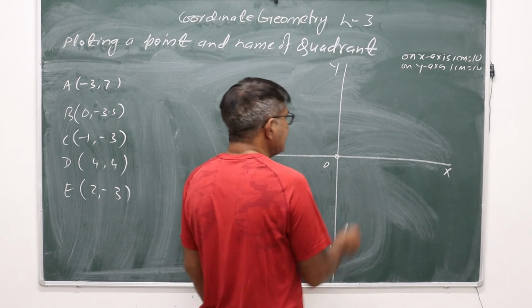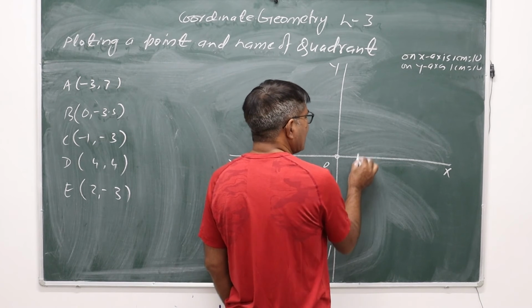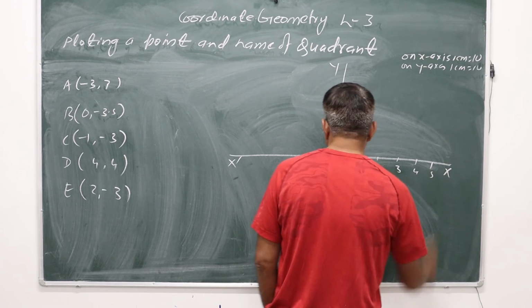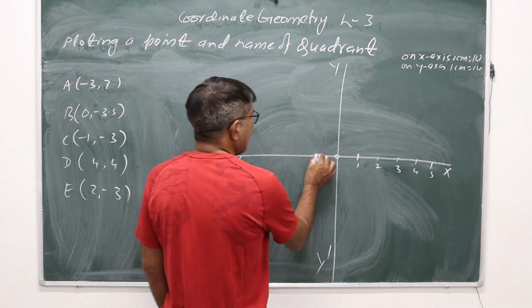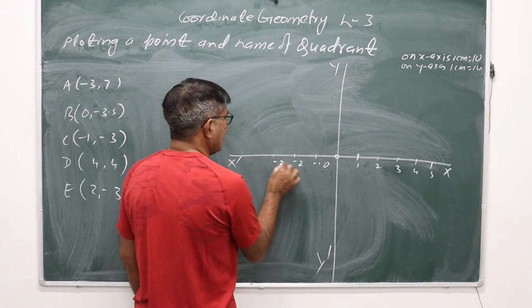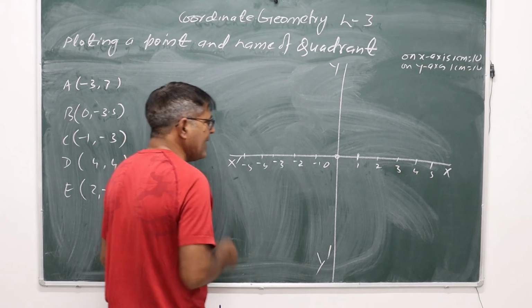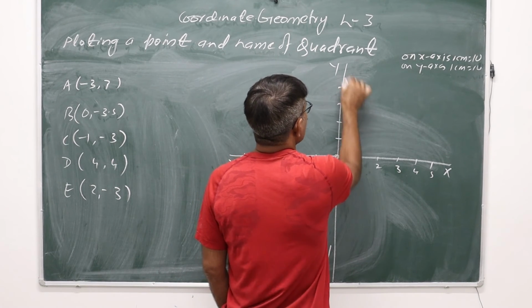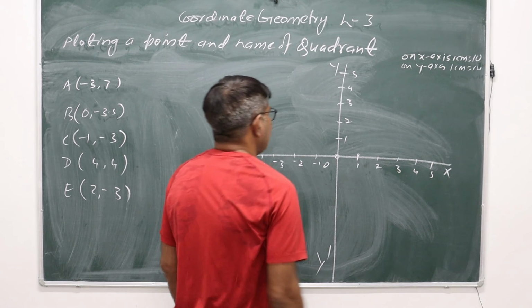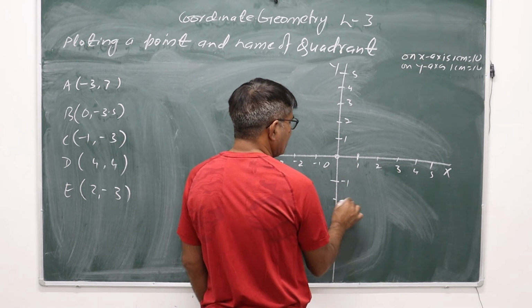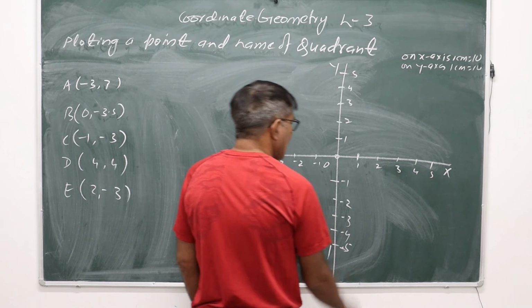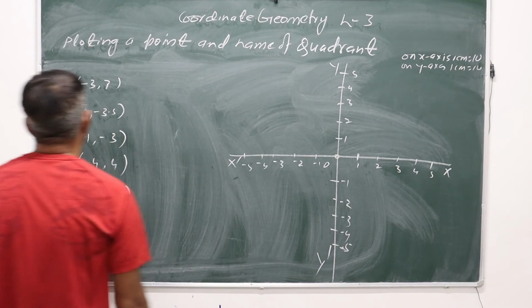सो ओरिजिन से राइट हैंड साइड में हम प्लॉट करेंगे फर्स्ट लाइन को 1, 2, 3, 4, 5 एंड सो ऑन. सिमिलरली नेगेटिव डायरेक्शन में -1, -2, -3, -4 एंड -5. पॉजिटिव वाई एक्सिस पे +1, +2, +3, +4, +5 एंड सो ऑन. Then in negative x -1, -2, -3, -4, -5 and so on. Now let us see the given point.